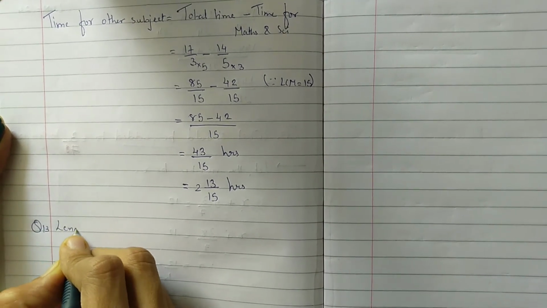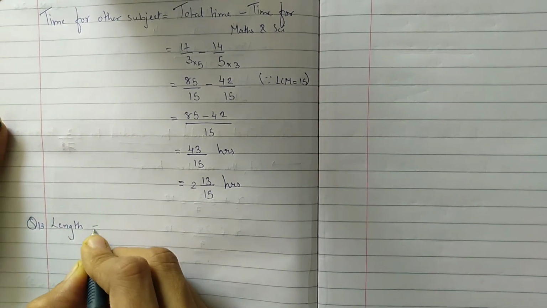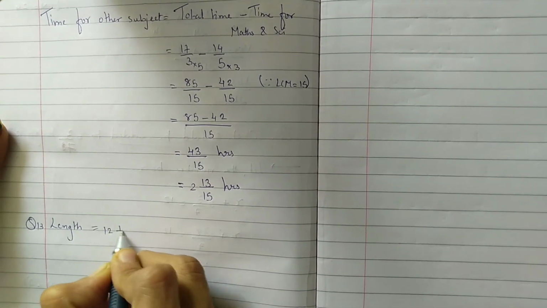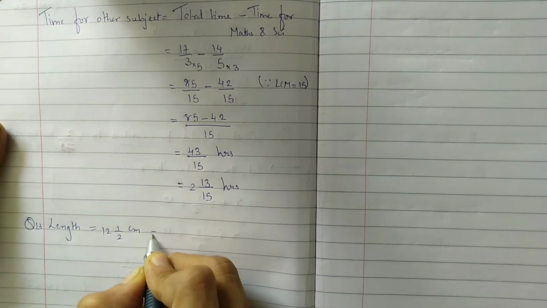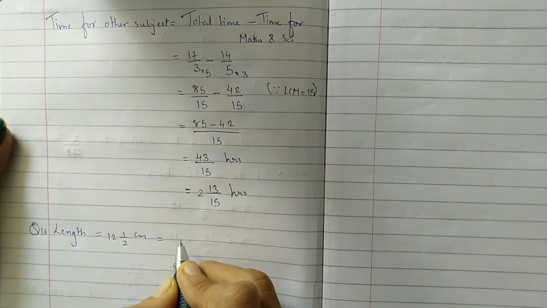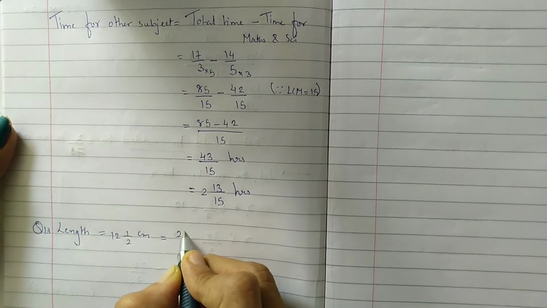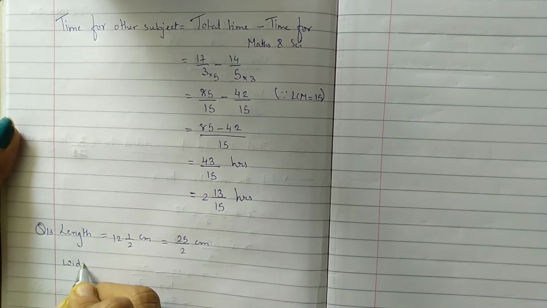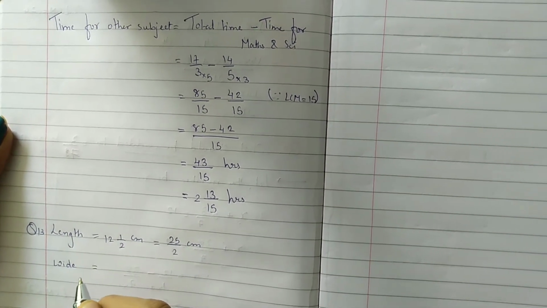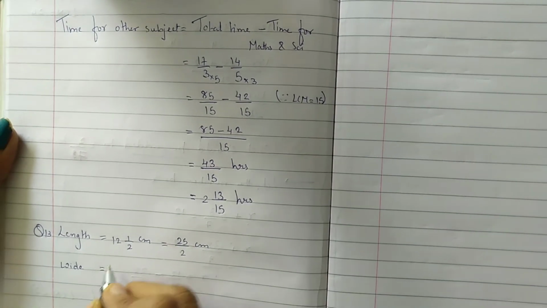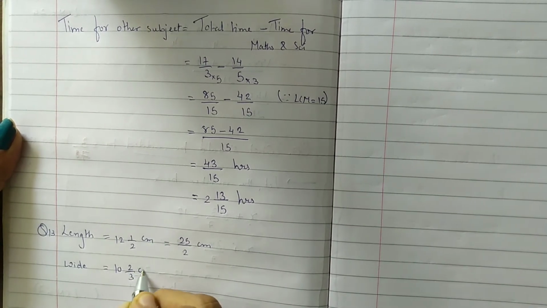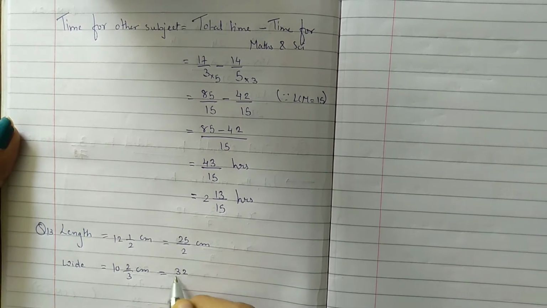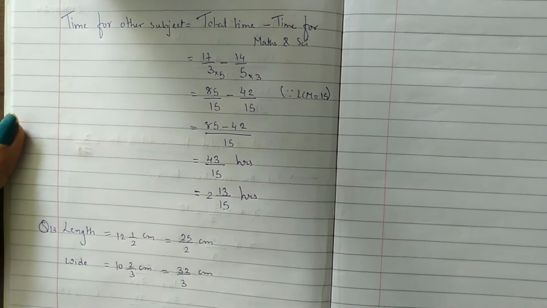So we'll write what we had given here for the rectangular sheet. Length is given. Length is equal to 12 1 upon 2 centimeter. Now convert into improper. 12 2 is 24 plus 1, 25 upon 2 centimeter, and width equal to 10 2 upon 3 centimeter, equal to 10 into 3 is 30 plus 2 is 32 upon 3 centimeter.